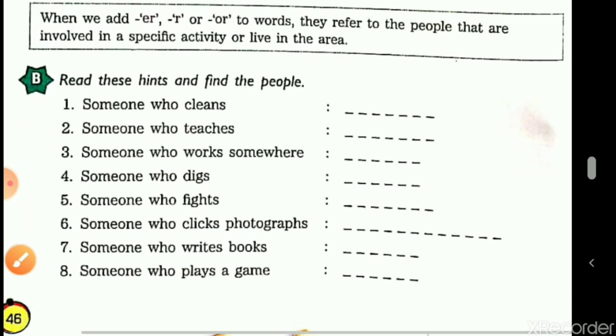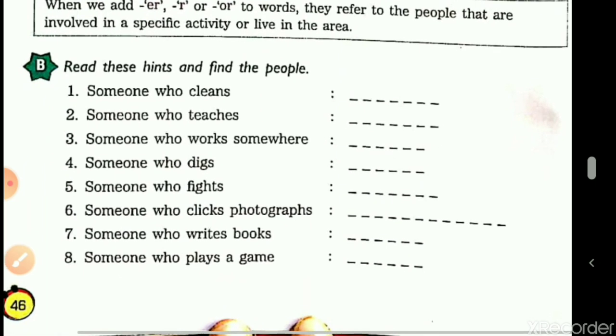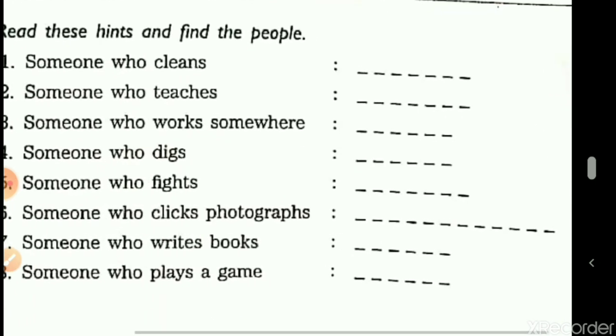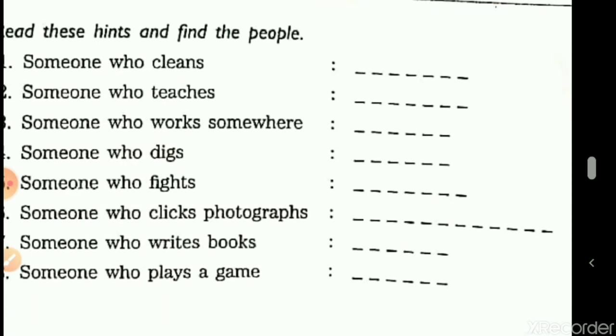Now children, read these hints and find the people. Now we need to read these and we need to find the people. और बेटा जितने इसमें डैश लगे हुए उतने ही अल्फाबेट का वर्ड्स होना चाहिए. आपको ये याद रखना. ऐसा नहीं कि कुछ भी सिमिलर वर्ड हो रहा है तो यू कैन राइट. नो, इट इज नॉट लाइक दैट. यू नीड टू काउंट द डैश.